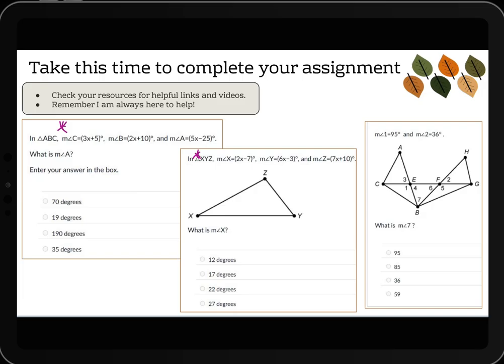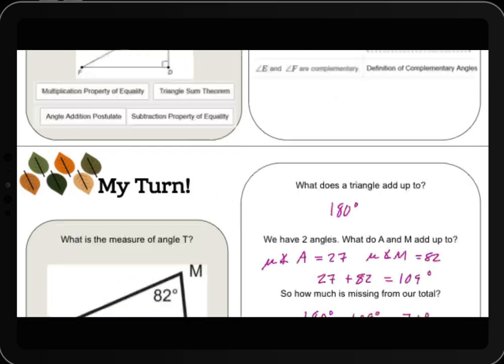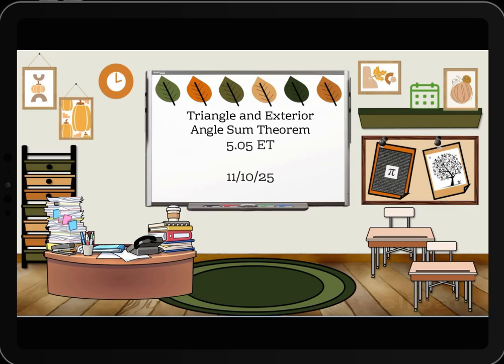And then lastly, the question on the far right, you're finding that angle 1 is 95 degrees and that angle 2 is 36 degrees. So how can we use angle relationships to help us figure out what angle 7 is? My recommendation is to think about the angles that you have right here at 4 and at 6. How can I use those two angles to help me find the measure of angle 7? And that is going to represent our lesson for 5.05.